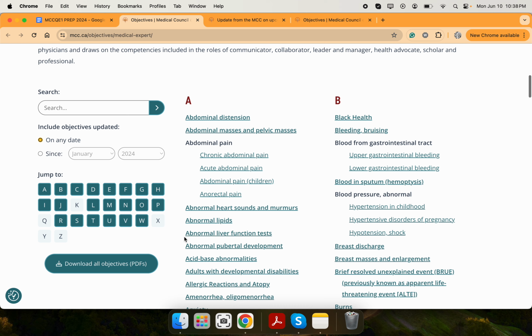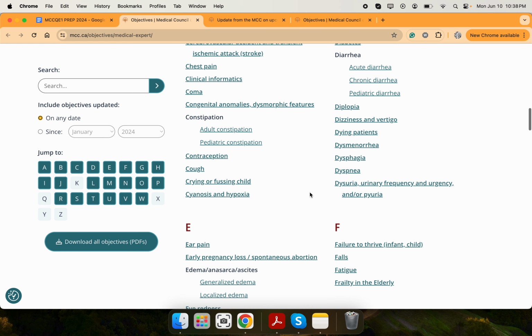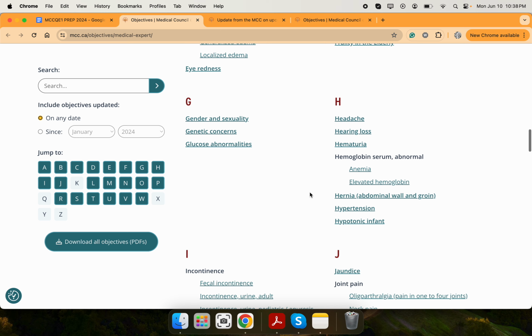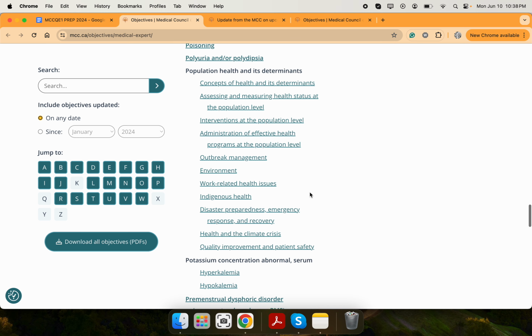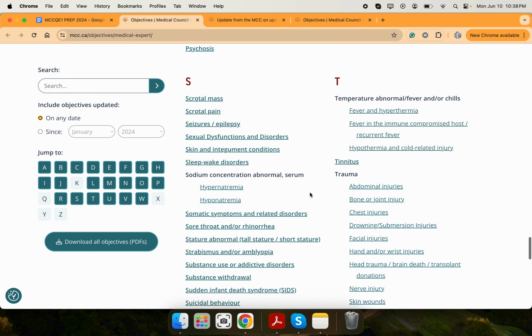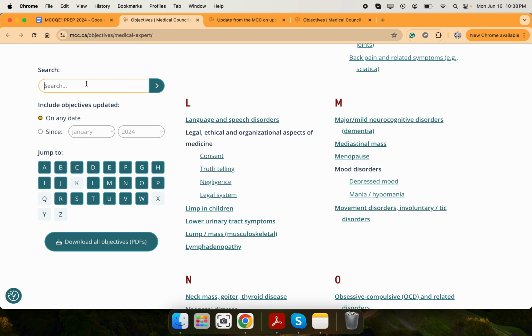Once you come down, I know it looks so lengthy, and if you click each and every topic, there might be multiple topics on which you might have to study, you might say high yield topics, but the one thing which I find very easy is this one. This toolbar is very easy to search for your own topic.